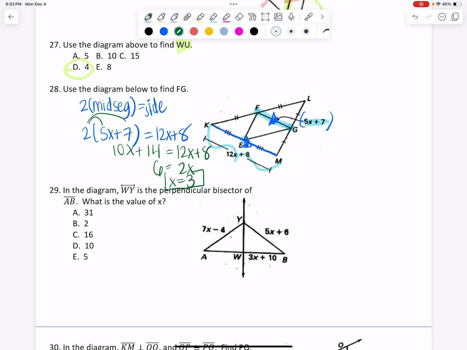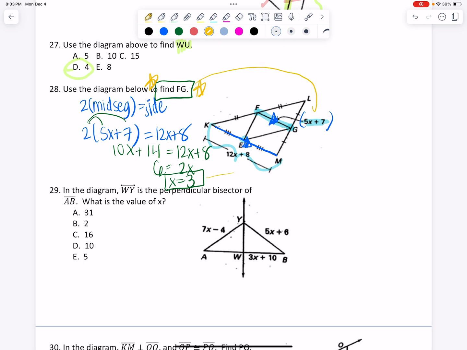Now, this is one of those cases where I put a box around x, and so many of y'all are going to go try to find 3 as your answer choice, but it didn't ask you to find x. It asked you to go back and find FG. So I'm hoping you hear warning bells in your head when we go back and look at that and say, oh, I didn't actually find FG. I just found x. So I need to go back and plug that in.